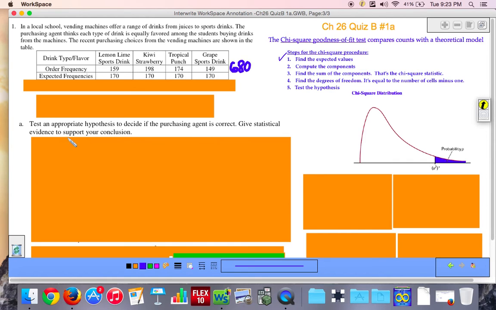I'm now going to read the question. Test an appropriate hypothesis to decide if the purchasing agent is correct. Give statistical evidence to support your conclusion. We want to know if the types of drinks are uniformly distributed, which means they're equally favored among the students. So our null hypothesis would be the types of drinks are equally favored among the students. The alternative hypothesis would be the types of drinks are not equally favored among the students.